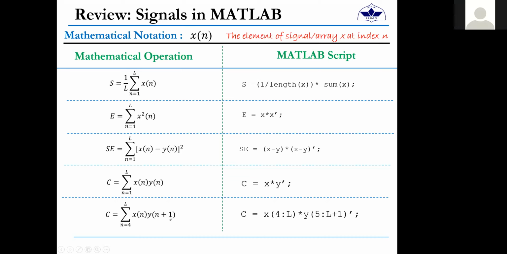Okay, I get it. That's an excellent point. Maybe I should have emphasized this more. This starts from 5 because there is a plus 1 here. ठीक है? So when n equals 4, x of 4 यहाँ पे y of 5 बनता है. x of 5 यहाँ पे y of 6 बनता है. So there's an offset by one sample.